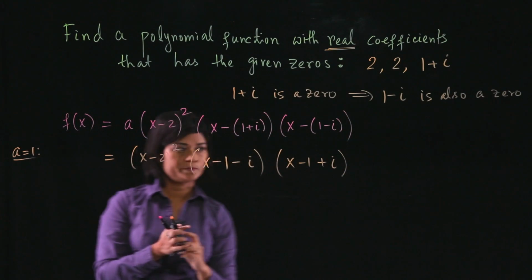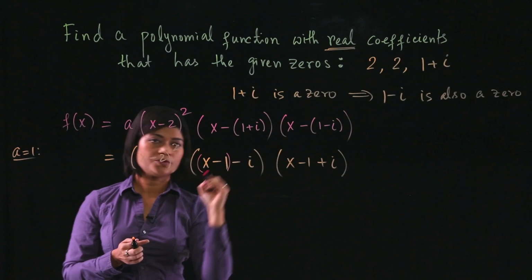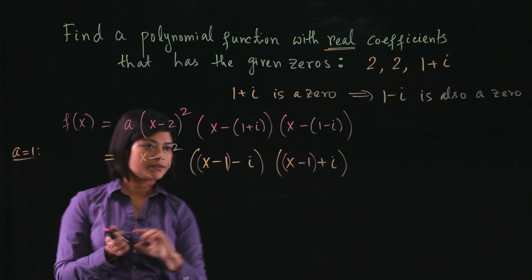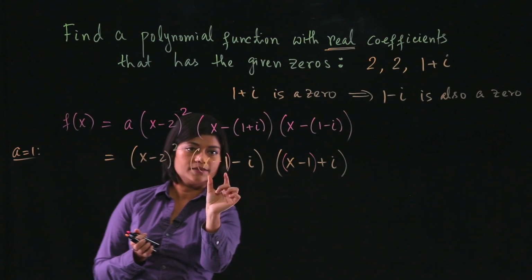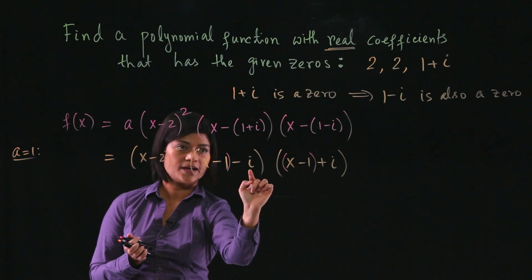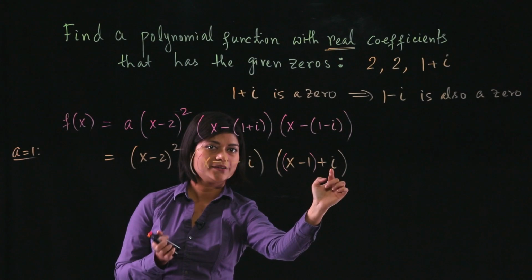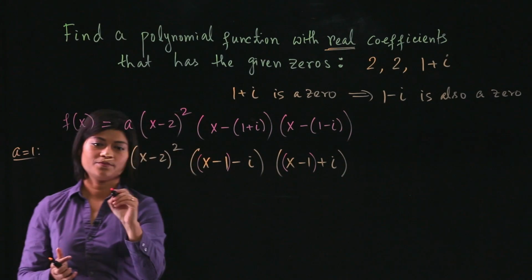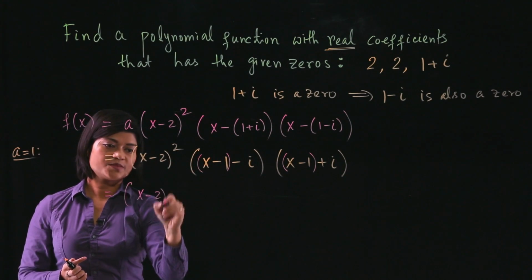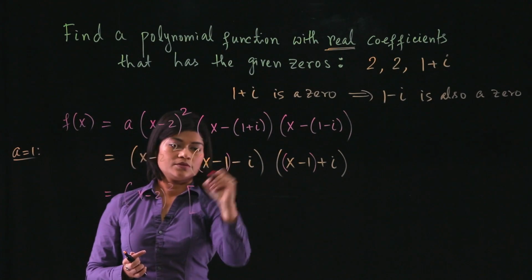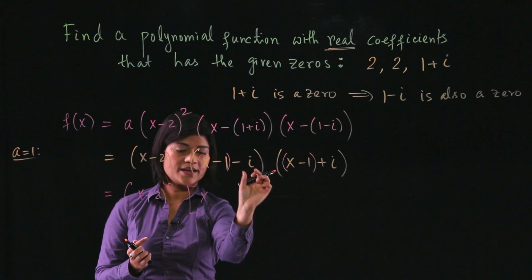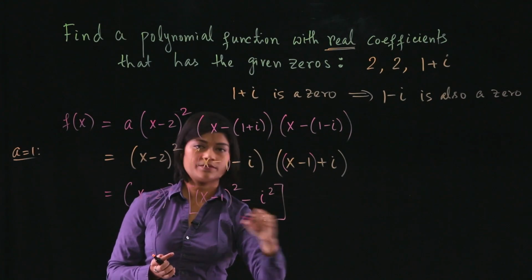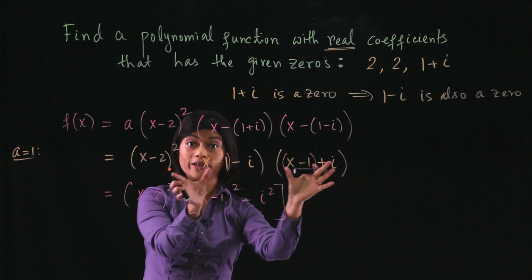Now notice that you can group x minus 1 in both factors. The reason I'm doing it is that these two factors look like a quantity a minus i times a quantity a plus i. So this can be combined together as a difference of two squares. So this turns out to be (x minus 2) squared times a difference of two squares, a squared minus i squared. So you will have (x minus 1) squared minus i squared when you combine these two or FOIL.